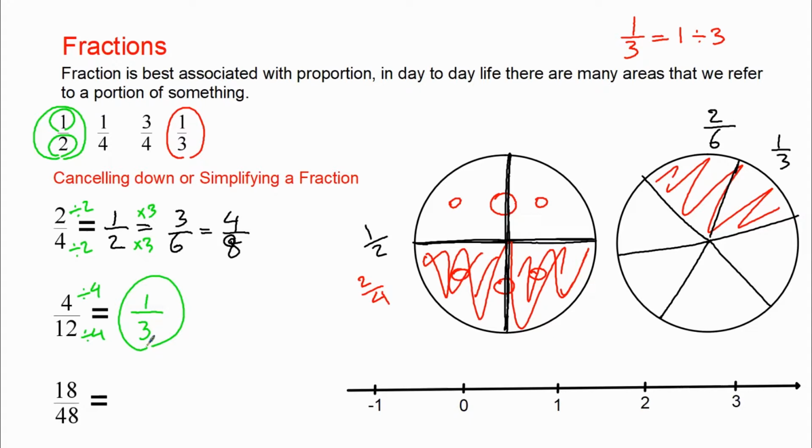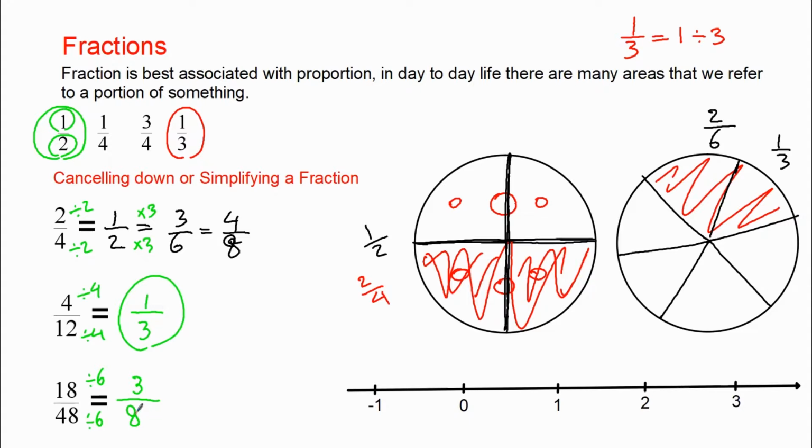And finally, I have 18/48. I can divide both of them by 6. If I divide it by 6, that would give me 3/8. And again, I cannot divide this any further to reduce the values of the numbers.